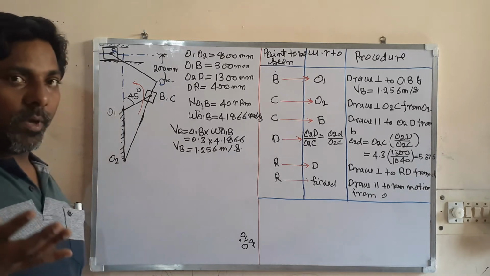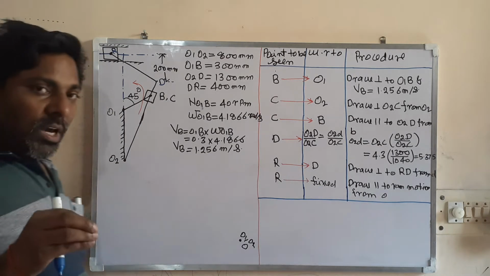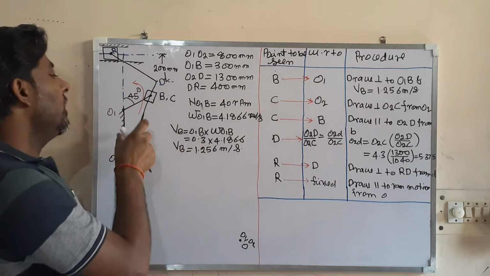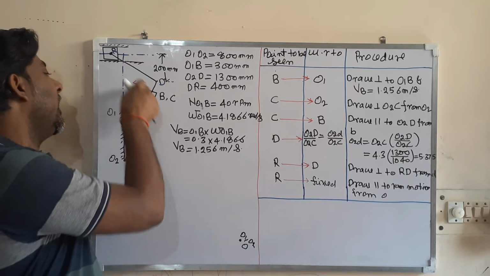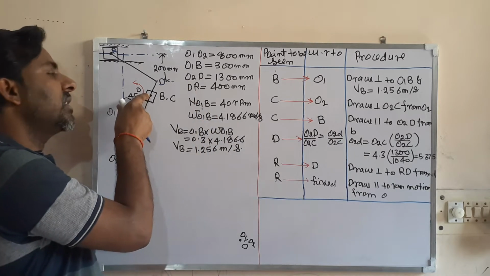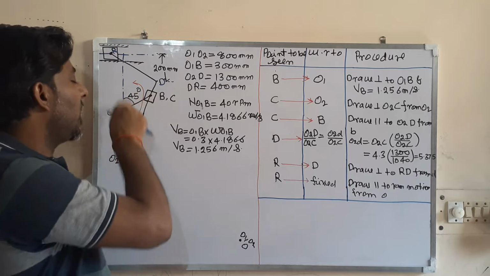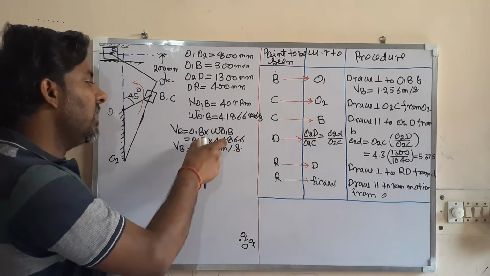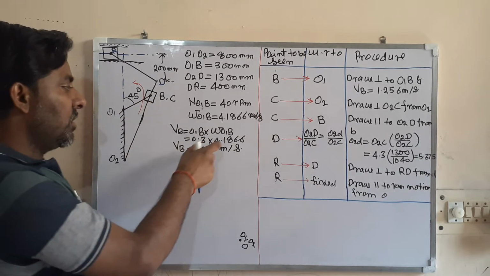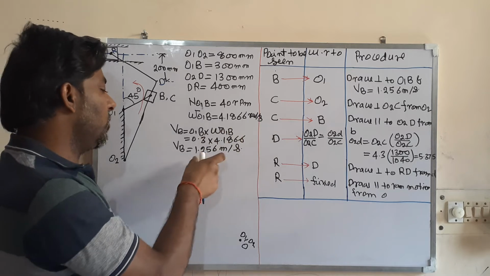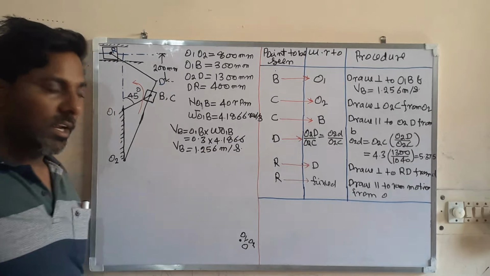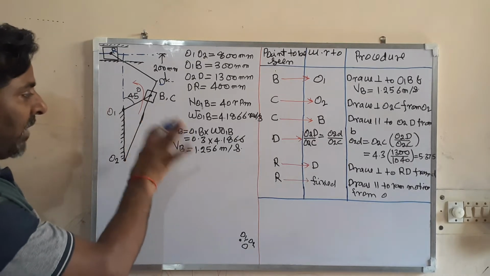Before drawing the velocity diagram, you have to calculate the velocity of at least one point. Look here, this crank O1B is rotating about O1 with an angular velocity. So what will be the velocity of point B, which is on the slider? It is O1B into its angular velocity, omega O1B. Let us put in the values. O1B is 300 mm, so in meters it is 0.3. So 0.3 times 4.186 gives the velocity of the slider equal to 1.256 meters per second. So you have got the velocity of at least one point.